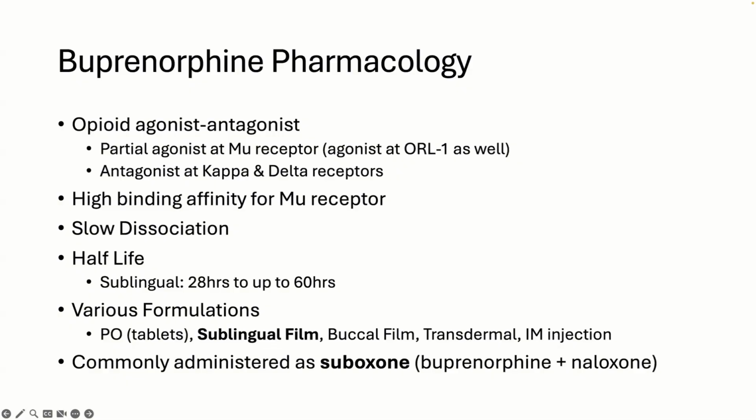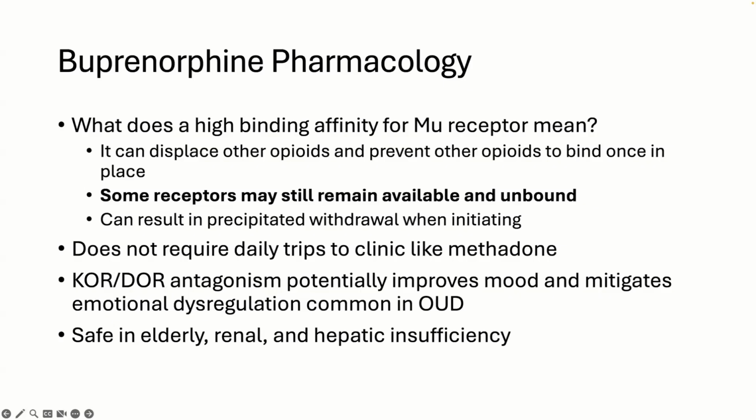Buprenorphine is available in multiple formulations, most commonly encountered as Suboxone, which is buprenorphine and naloxone. The naloxone component is just there to deter injection misuse, and it has minimal effect when it's taken as prescribed. So, what does a high binding affinity for the mu receptor actually mean? It means that it can displace other opioids and prevent other opioids from binding once buprenorphine is in place. However, an important point to keep in mind is that some receptors may still remain available and unbound.